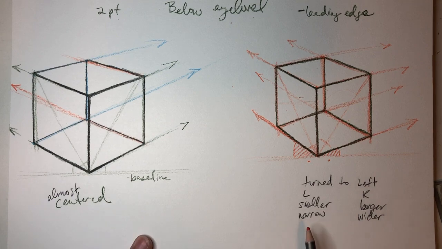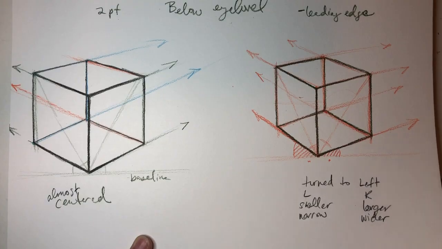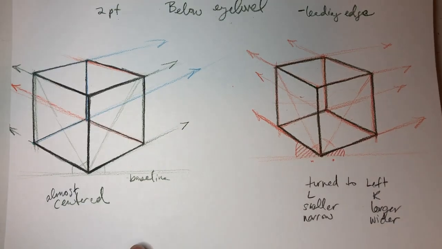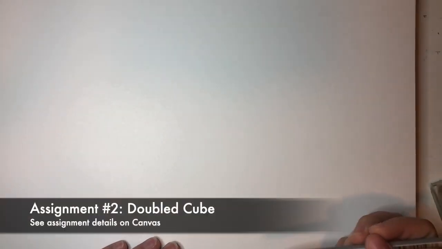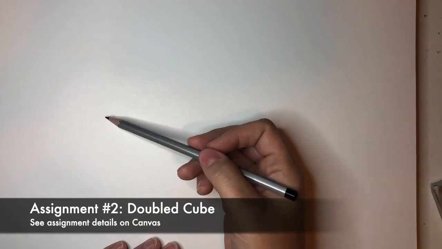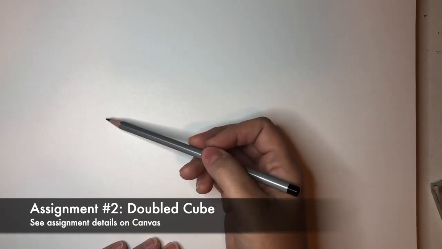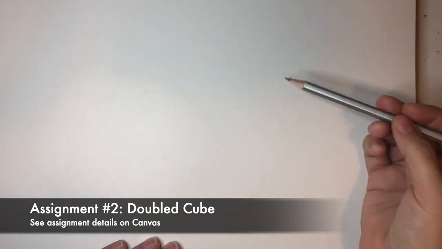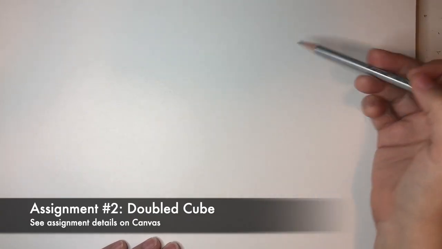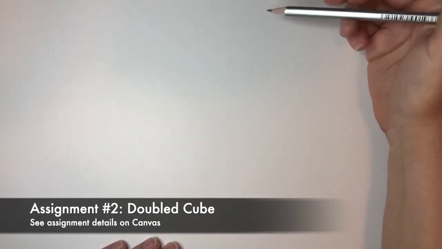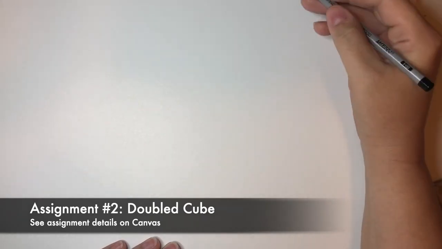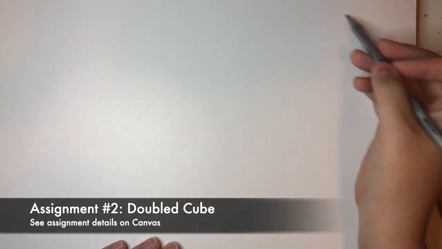Now, what I want to do is walk you through drawing a doubled cube, because that's the second part of your homework. So let's go to a new sheet, and I'll show you how to do that. Just the same way that you're going to do your 2-point perspective cube, your first set of homework, we're going to start that way for our doubled cube. So here I'm just going to start closer to the top of my page, but not too high, because we want to see the top of the box.